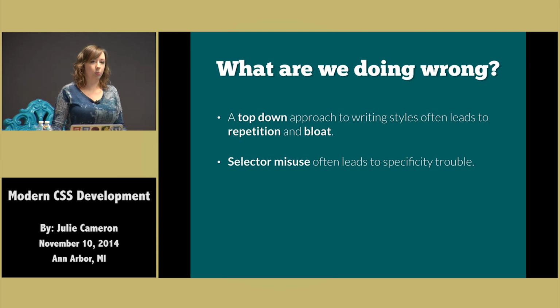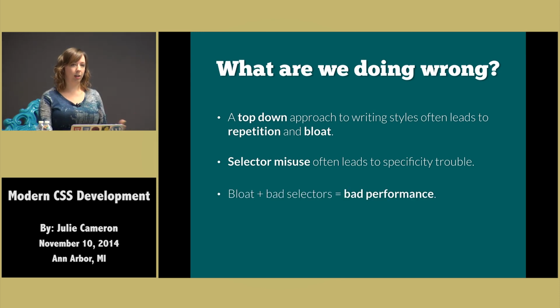Don't know how to do it. And that's been true forever as well. We're only now really figuring out how the cascade can work for us instead of fighting it. So because we're misusing our selectors, we're running into specificity trouble all over the place, and tie that to the repetition and bloat, and we end up with just bad performance even, which is even worse.